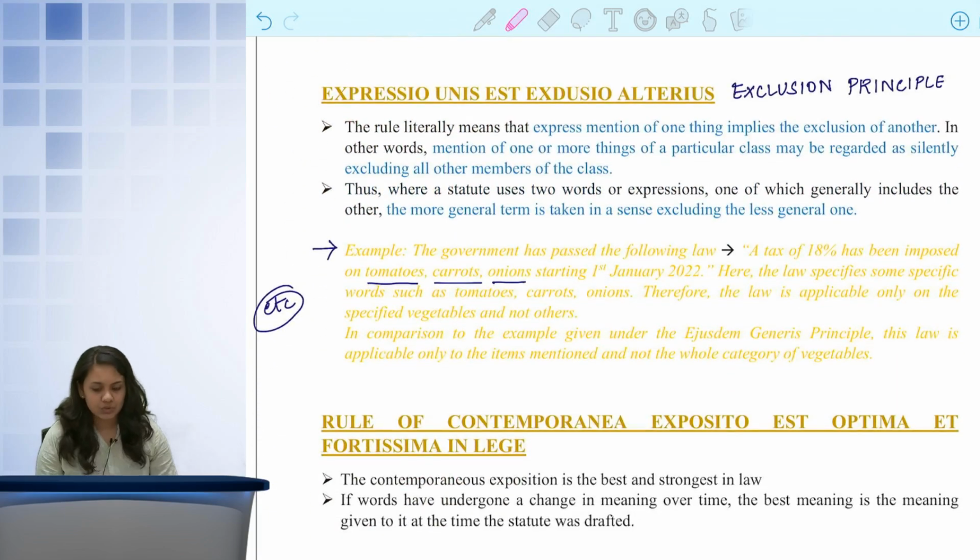In expressio unius exclusio alterius, otherwise known as the exclusion principle, the express mention of one thing implies the exclusion of all others. Therefore, when the law specifies certain enumerations of a particular class, the law will apply only to that class and shall not apply to any other members of that class, because the specific mention of those vegetables excludes all other vegetables, and that for you is your exclusion principle.